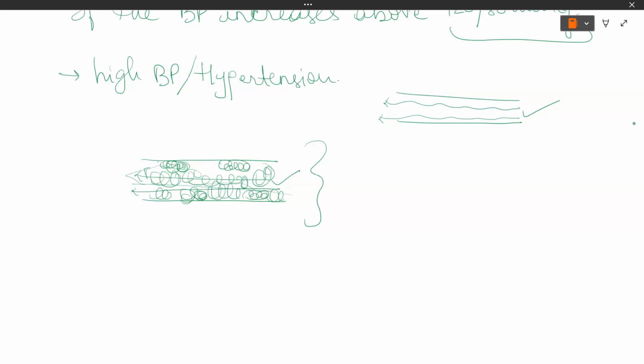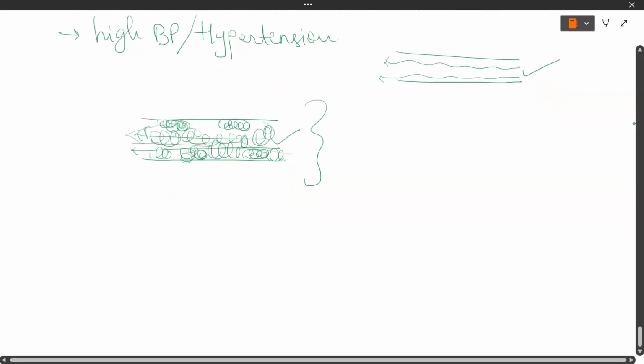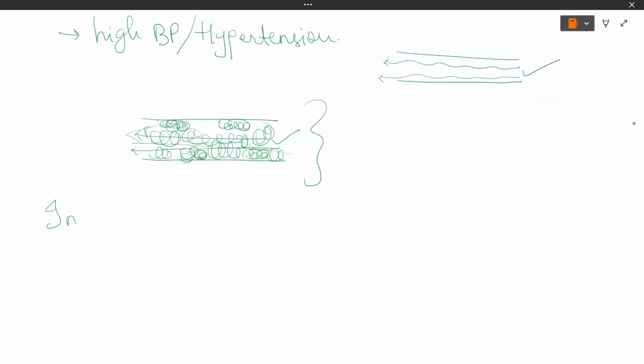Understood? Okay. So that is how the initial and more simple ways: to eat healthy, to have a healthy lifestyle, to exercise more, to walk more and all. But if the arteries get blocked, then it has to be surgically treated. Understood? Okay, ma'am.